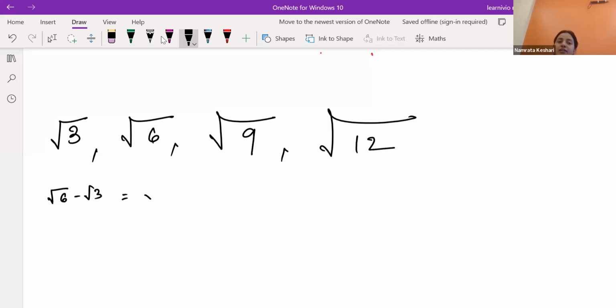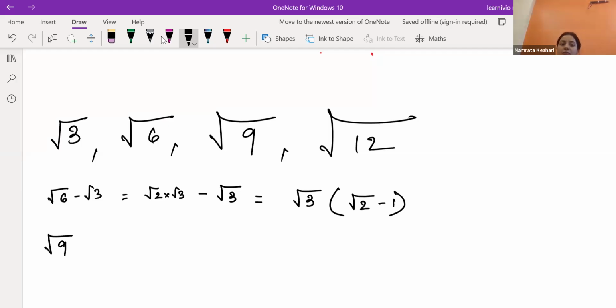So root 6 can be written as root 2 into root 3. And root 3 I am writing as it is. Now from here we can take out root 3 common and we will be left with root 2 minus 1. Yes or no? Yes, ma'am.